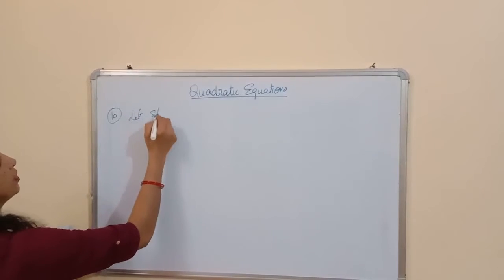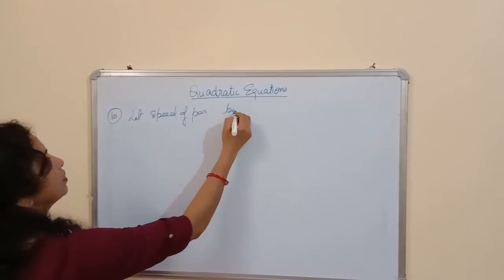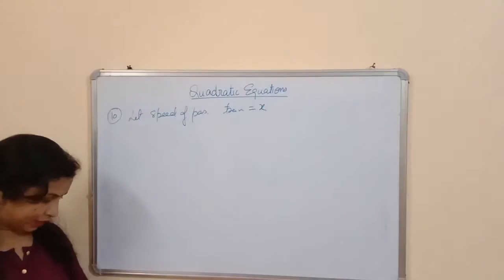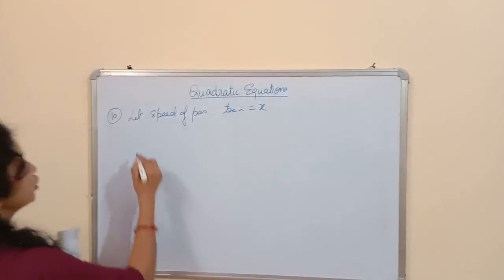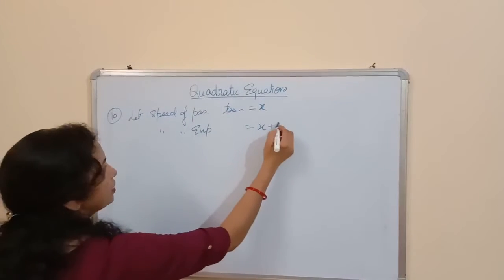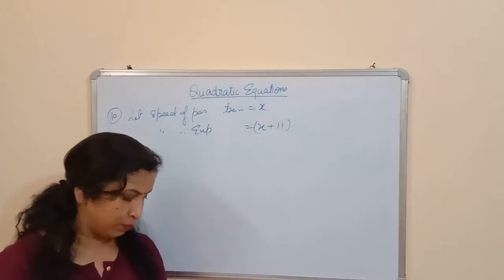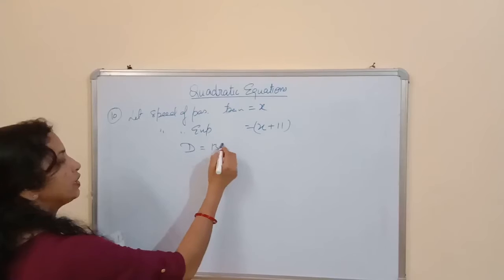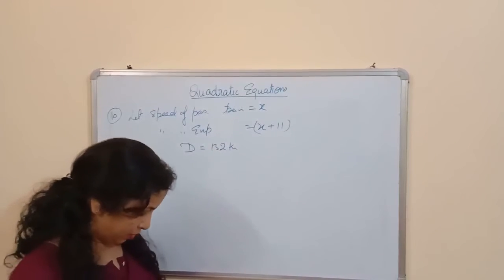Let the speed of the passenger train be equal to x. Now this is given that the speed of the express train is 11 km per hour more. So what should be the speed of the express train? It will be x plus 11, since the speed of the express train is 11 km per hour more. Distance covered by both the trains is 132 km. This is the distance covered by the train.